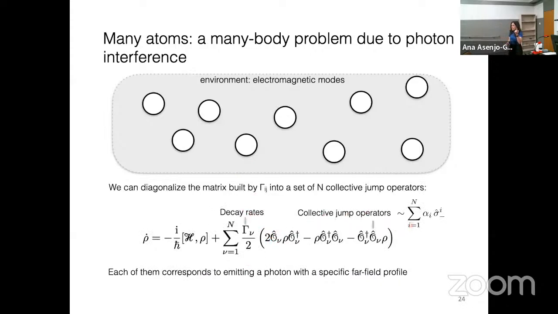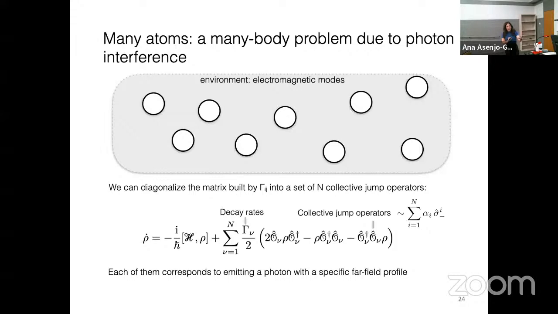For a single atom, I had a sigma minus that took me from the excited state to the ground. Now I have a collection of atoms, and I don't know which one goes to the ground. So now I have a superposition, a sum over j's, with some spatial profile that comes from the eigenvectors of this matrix. And the eigenvalues are the decay rates. This tells me how bright the decay channel is. If the decay rate is very large, this jump operator, this process of decay, is going to act frequently. If it is very small, it's very unlikely that it acts on the atoms. So these are collective jump operators.